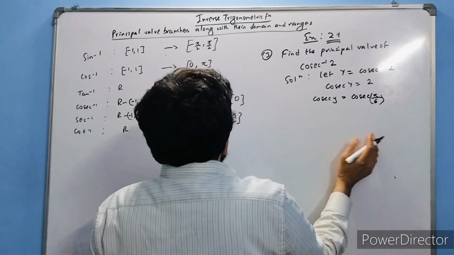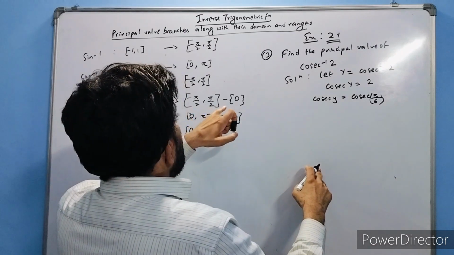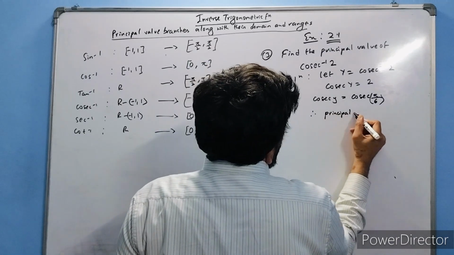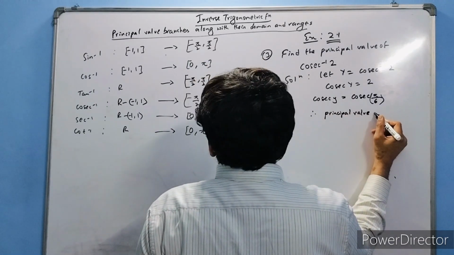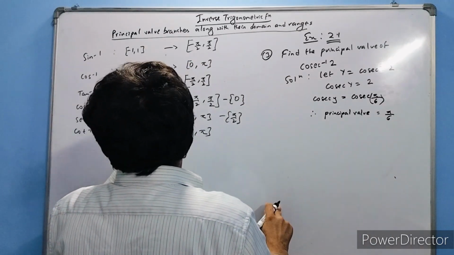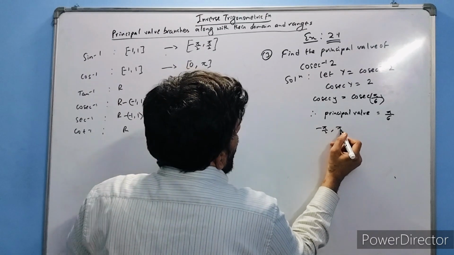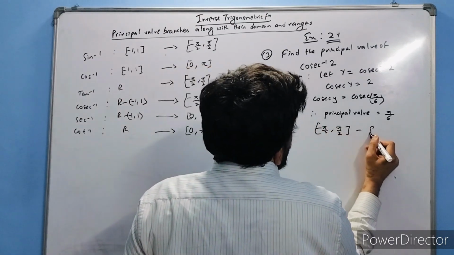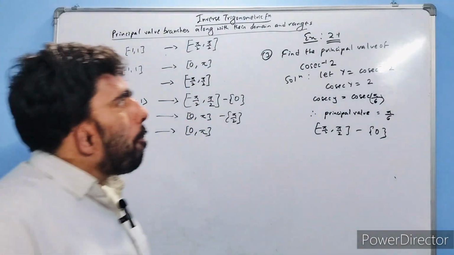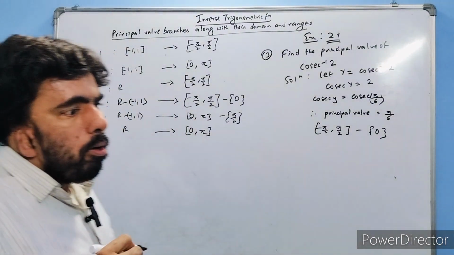So we can say, we know that its principal value range is in this cosec inverse. Therefore its principal value will be pi upon 6, because its range is in between minus pi by 2 to pi by 2, but it does not include 0. So that is how we are able to find the principal value of this. Now let us try to solve the fourth question.